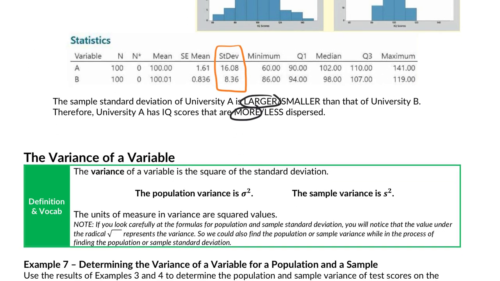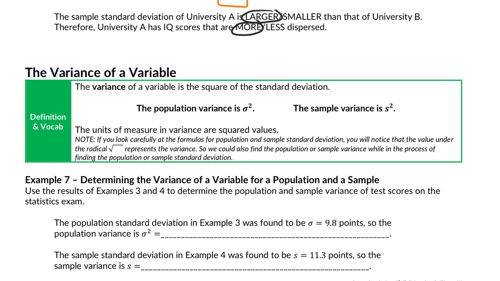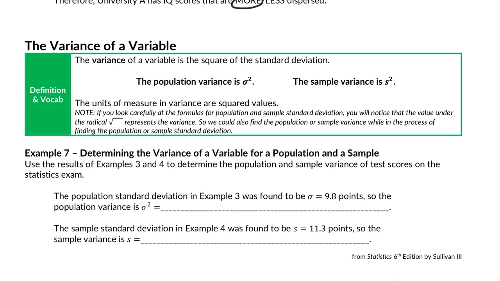One of the other measures of dispersion we can talk about is called the variance of a variable. The variance of a variable is really just the square of the standard deviation. So population variance is sigma squared, and sample variance is s squared. The units of measure in variance are square values. Now, if you look carefully at the formulas for standard deviation, you'll notice that the value underneath the radical that we found in our tables represents the variance. So if we do this in the method I taught you, we are also finding variance when we find standard deviation, during that process.